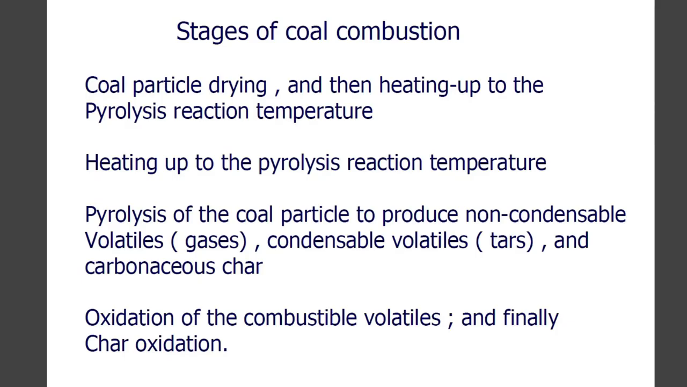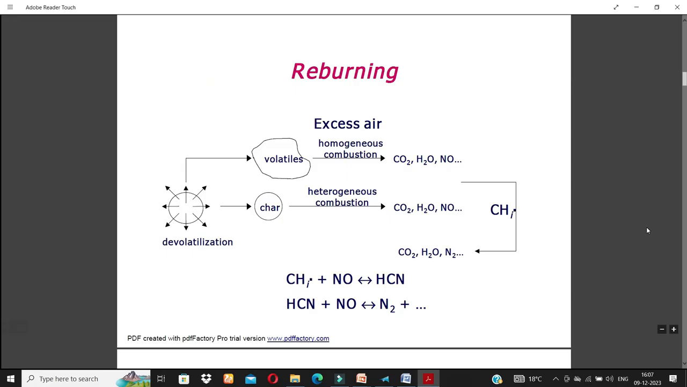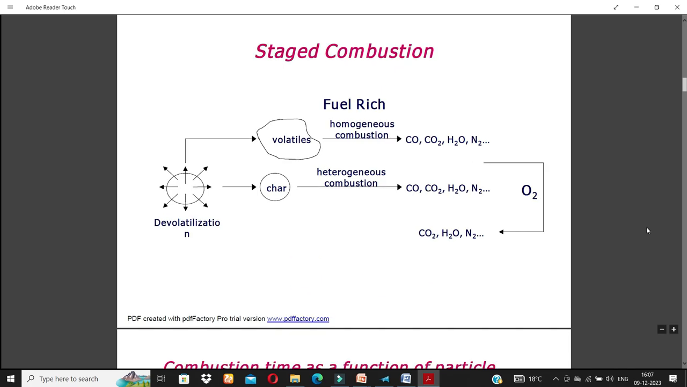Stages of coal combustion. The coal particle is dried and then heated up to the pyrolysis reaction temperature. Pyrolysis of the coal particle produces non-condensable volatiles or condensable volatiles and carbonaceous char. Then oxidation of the combustible volatiles and finally char oxidation. Reburning. Excess air. Devolatilization. Volatiles and char. Homogeneous combustion. Heterogeneous combustion. Staged combustion, fuel rich.